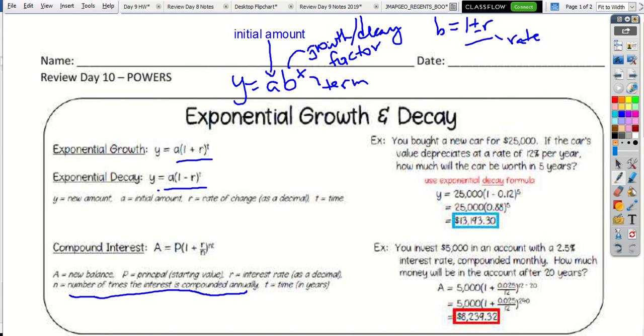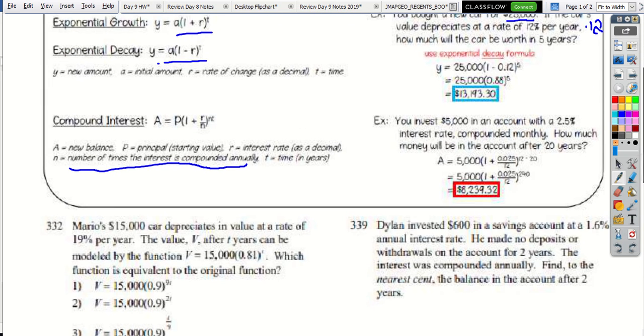So for the first example, we bought a new car for $25,000. It depreciates, so it goes down. So we're using our exponential decay formula. 12% per year, that's 0.12. You just take 12 and divide it by 100, and then in 5 years. So it's 1 minus 0.12, which is 0.88 to the fifth, and then we round to the nearest dollar.